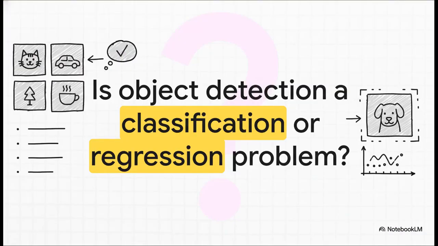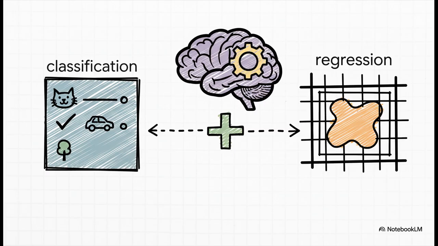So let's think about that. Is what we're doing here a classification problem, picking a label like cat or dog from a list? Or is it a regression problem, predicting a bunch of numbers like the exact coordinates for the corners of a box? Well, what's so cool about this is that the answer is, it's both. It's not one or the other. A good object detection model has to master both of these skills.